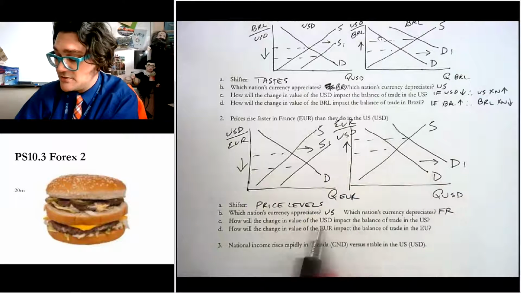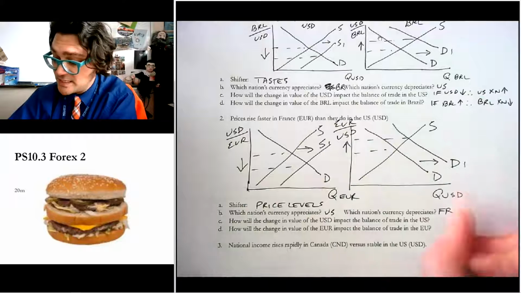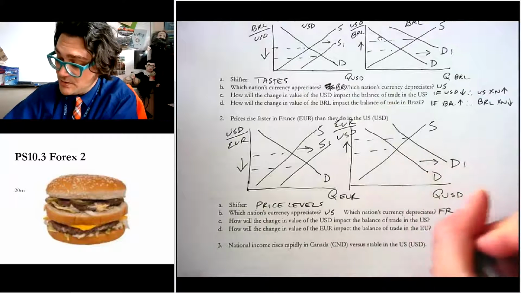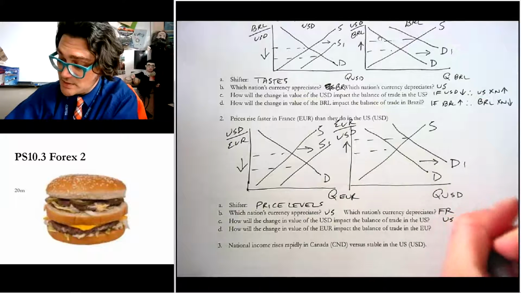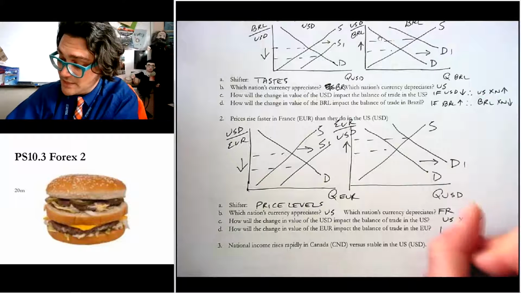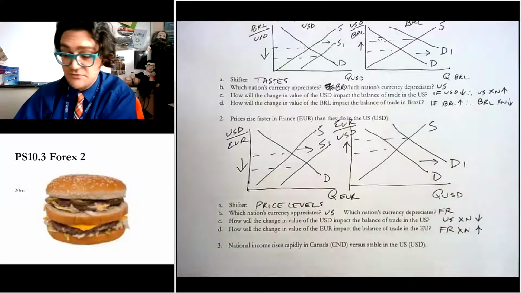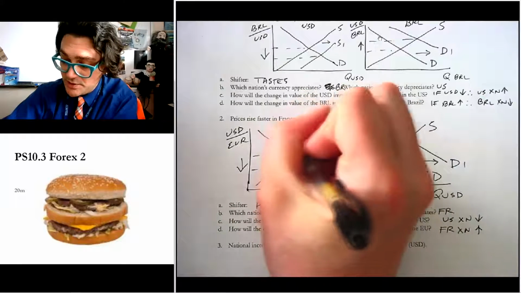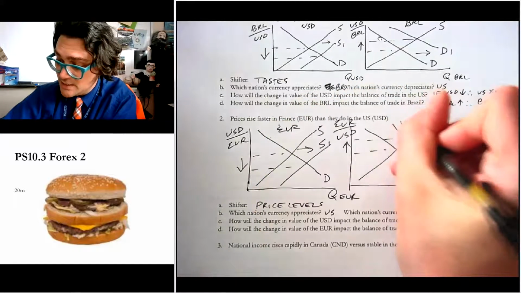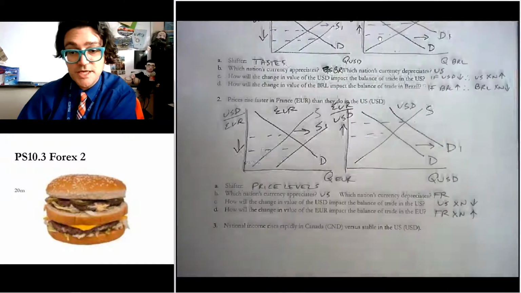How will the change in the dollar affect the balance of trade in the US? Well, if the dollar is getting more valuable, we'd say US net exports will go down, and French net exports will go up because the French currency is cheaper. So we'll put euro and US dollar up here just so we're making sure we understand.